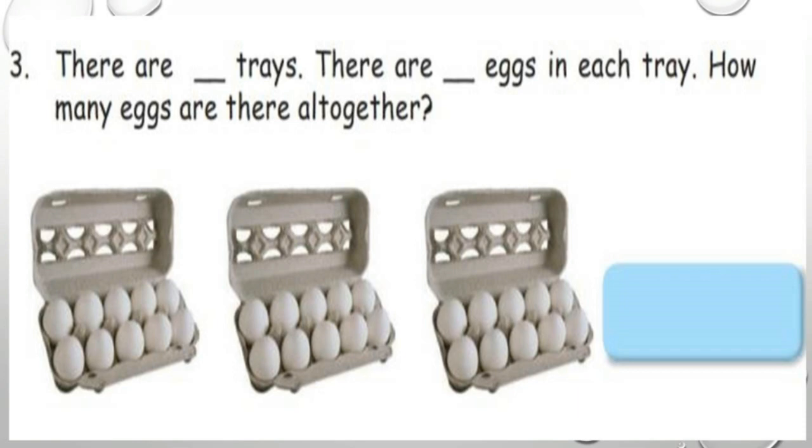There are dash trays. There are dash eggs in each tray. How many eggs are there altogether? So there are dash trays. How many trays? 3 trays. And there are dash eggs. How many eggs? In each tray there are 10 eggs. So 3 times 10. 10 plus 10 plus 10 is equal to 30.